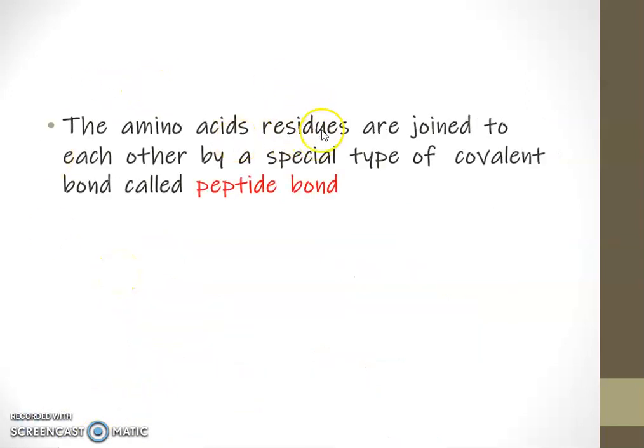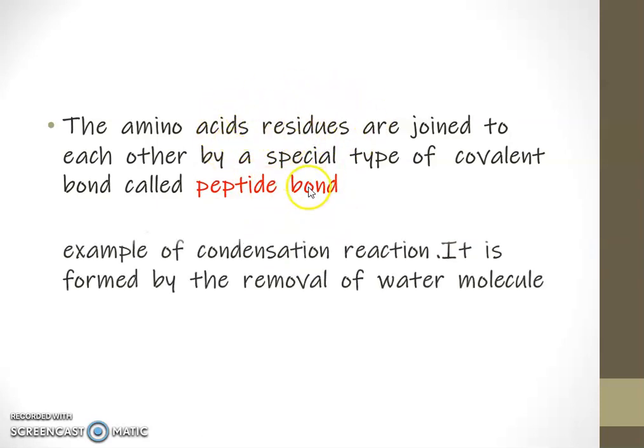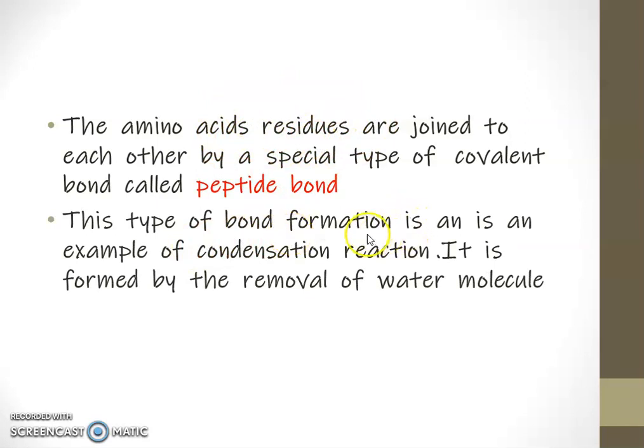The amino acid residues are joined to each other by a special type of covalent bond called peptide bond. So we have already told, right, amino acids are the monomers of proteins. So here individual amino acids are joined with each other by a special type of covalent bond called peptide bond, and this peptide bond is formed by the removal of a water molecule, and that is the reason why the term residues is used for amino acids. This type of bond formation is an example of condensation reaction. It is formed by the removal of water molecule.